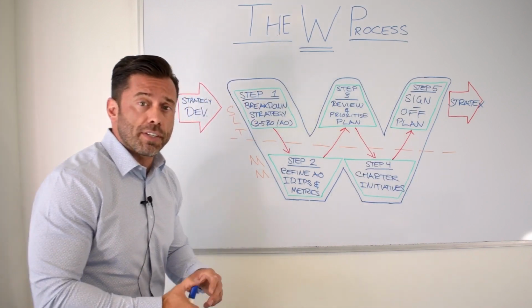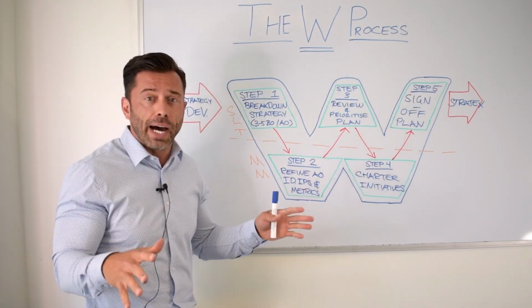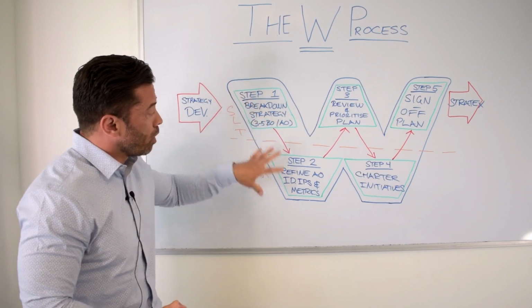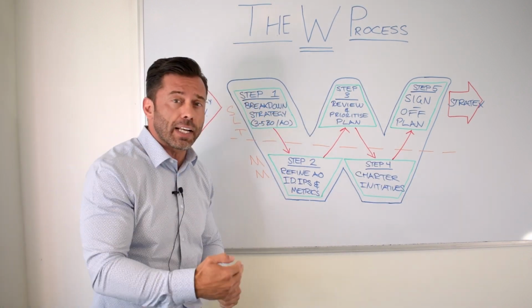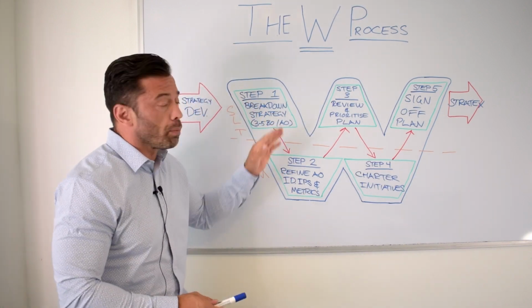So there you have it. This is the W process in a very high level view. In each one of those steps, we have defined exactly what steps need to be done, what deliverables need to be achieved for a strategy execution plan.